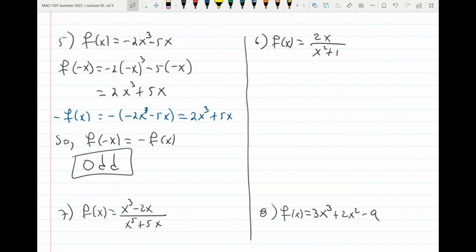About number 6. So we have neither for number 6. Anybody else getting something different? We have odd over there. Anybody else? All right, let's see. What do we need to do? Plug in negative x.